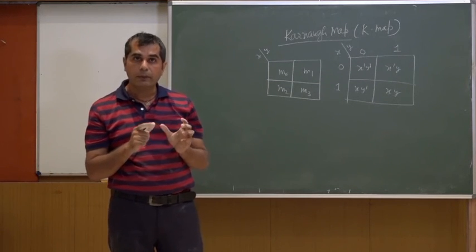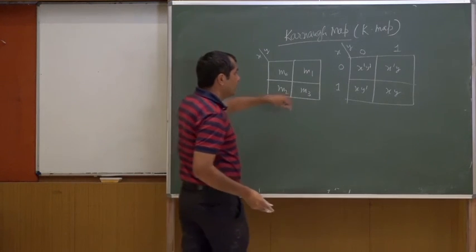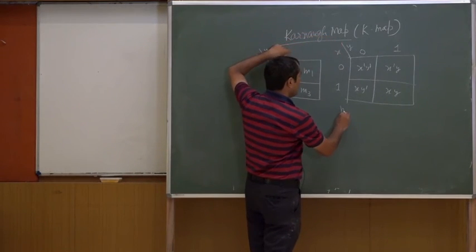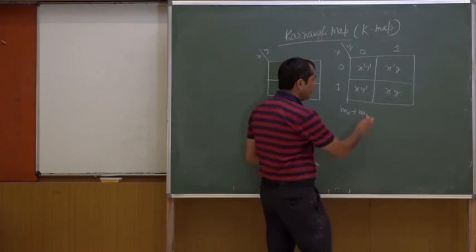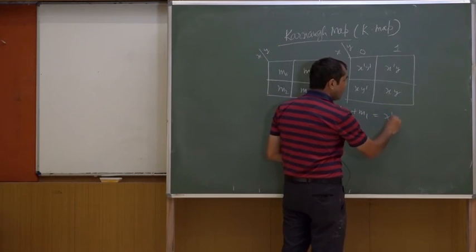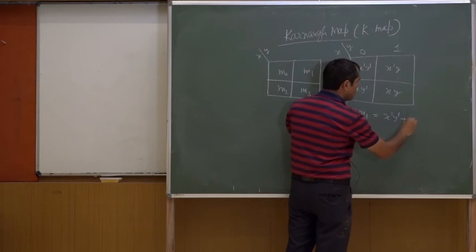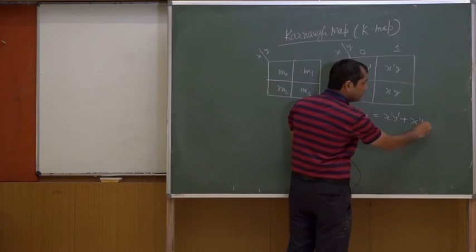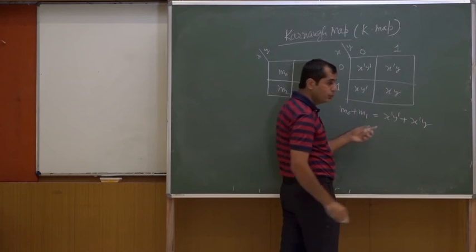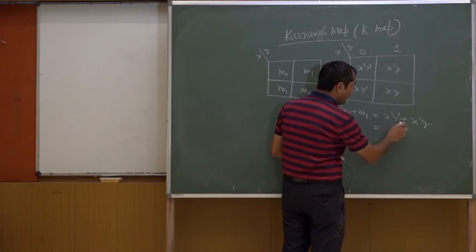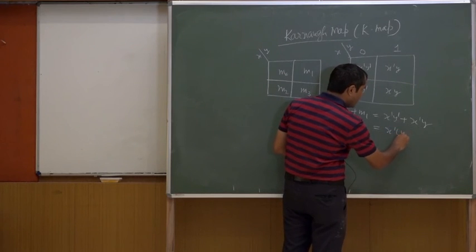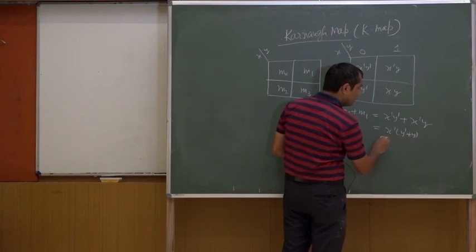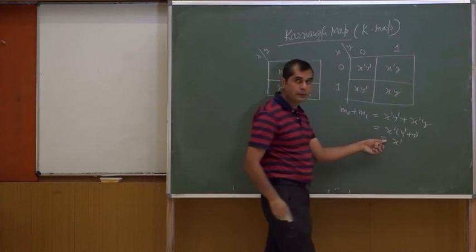Why can we do that? Just look here. Let me write m0 plus m1. What do I see? If I write m0 plus m1, m0 as you know is x bar y bar, and m1 is what? It is x bar y. Add these two. What I find? X bar common, y bar plus y. Y bar plus y is 1. So the result is simply x bar.